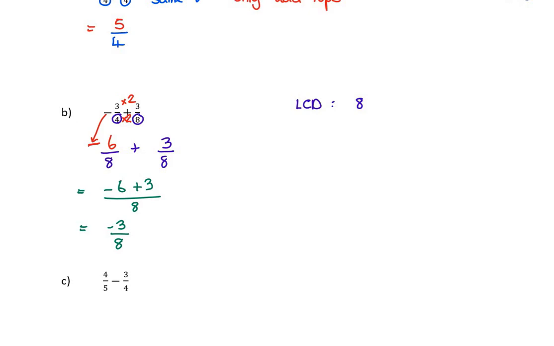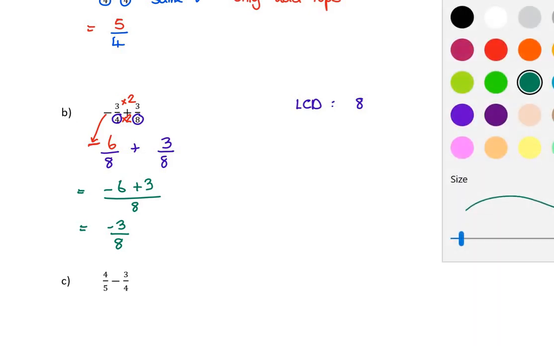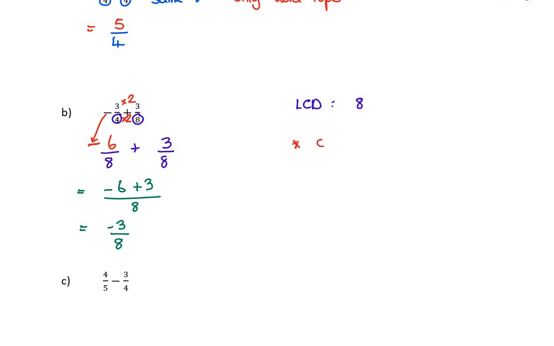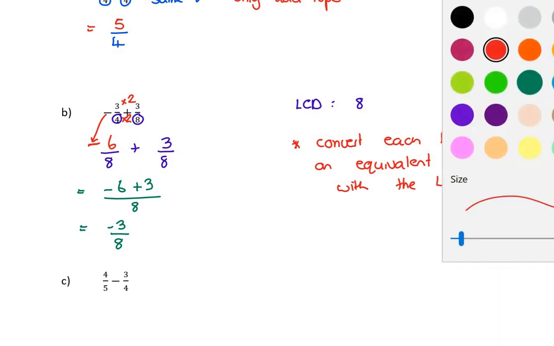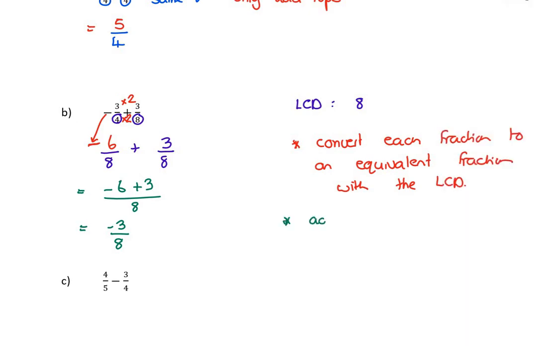So don't forget, when you're adding and subtracting fractions, you need an LCD, and then you convert each fraction to that LCD. So let me write a note there for myself. Once I've decided my LCD, I need to convert each fraction to an equivalent fraction with that LCD, with that lowest common denominator. Basically, after that, I can just add the tops.